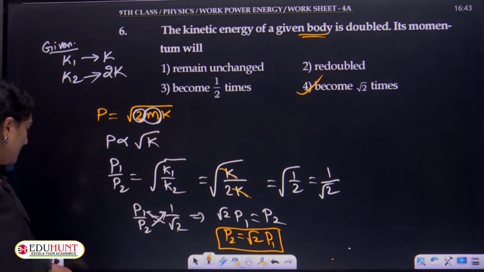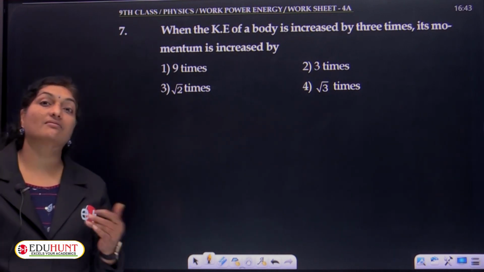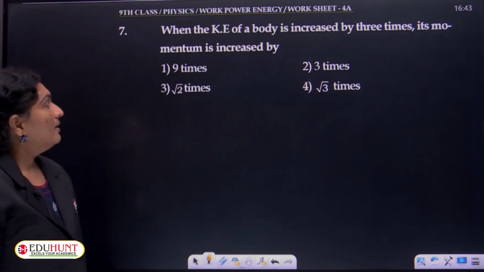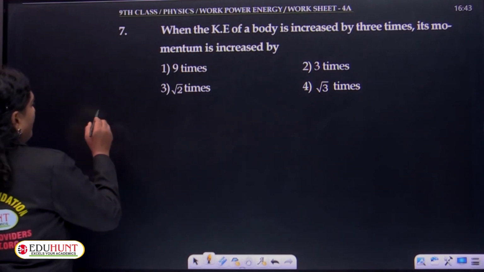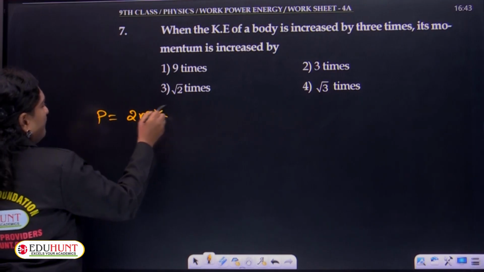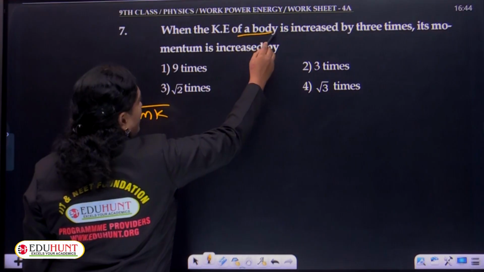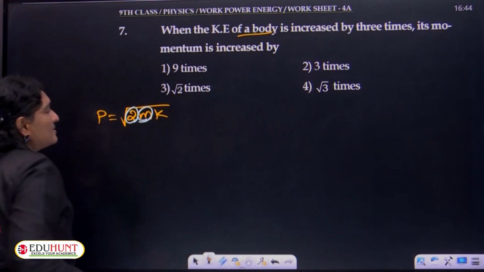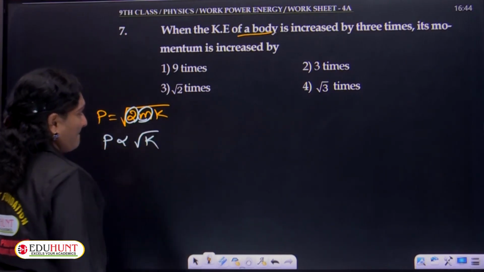So direct formula. Moving to the next one, seventh question. When the kinetic energy of a body is increased by 3 times, its momentum is increased by. Now what is changing? Kinetic energy is changed to 3 times. The formula for momentum is P equals root over 2mK. Since it is the same body, mass is constant and 2 is constant. So clearly P is proportional to root K.